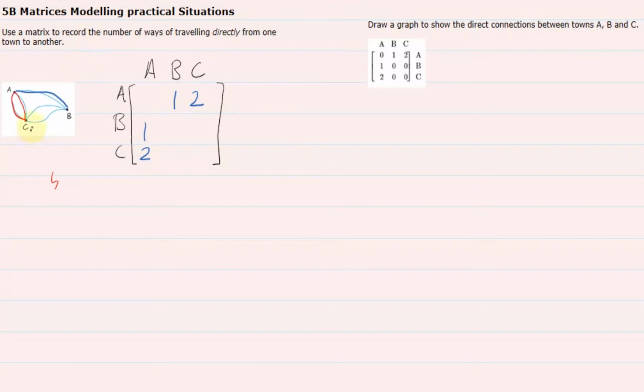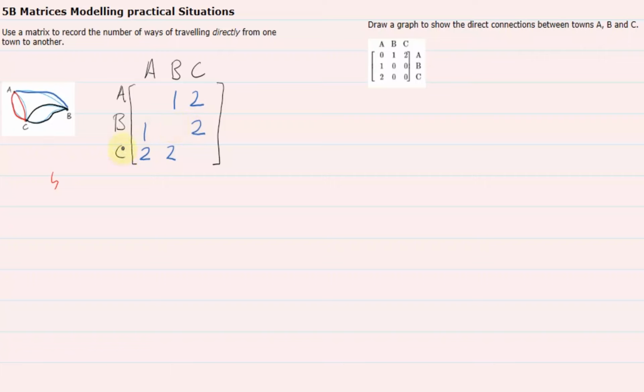Town C, you can see that to get from town C to town B, there's one way there, and there's one way there. And the reverse is also true. So town C to town B, there are 2 ways. And from town B to town C, there are also 2 ways. So you'll notice here that we've got some gaps in there.